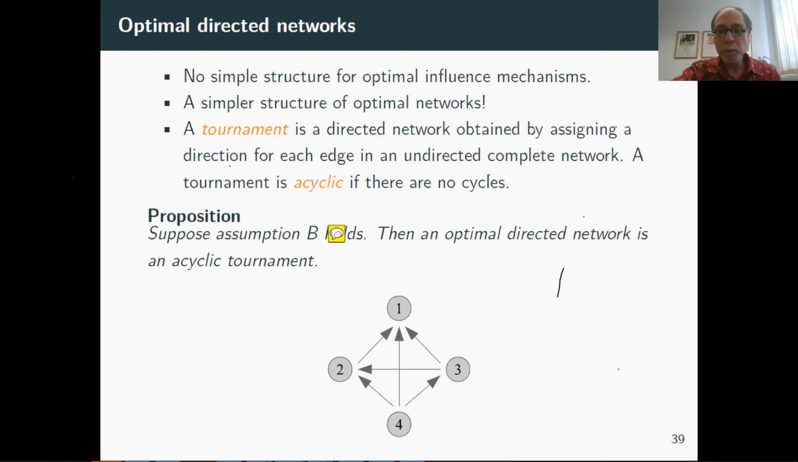You don't allow two-direction links? Wait, a priori I allow them, but very soon I'm going to ask what the optimal graph is, and the optimal graph will not have two-sided links. In fact, the optimal graph would be a complete graph without cycles, any acyclic complete graph, or tournament.